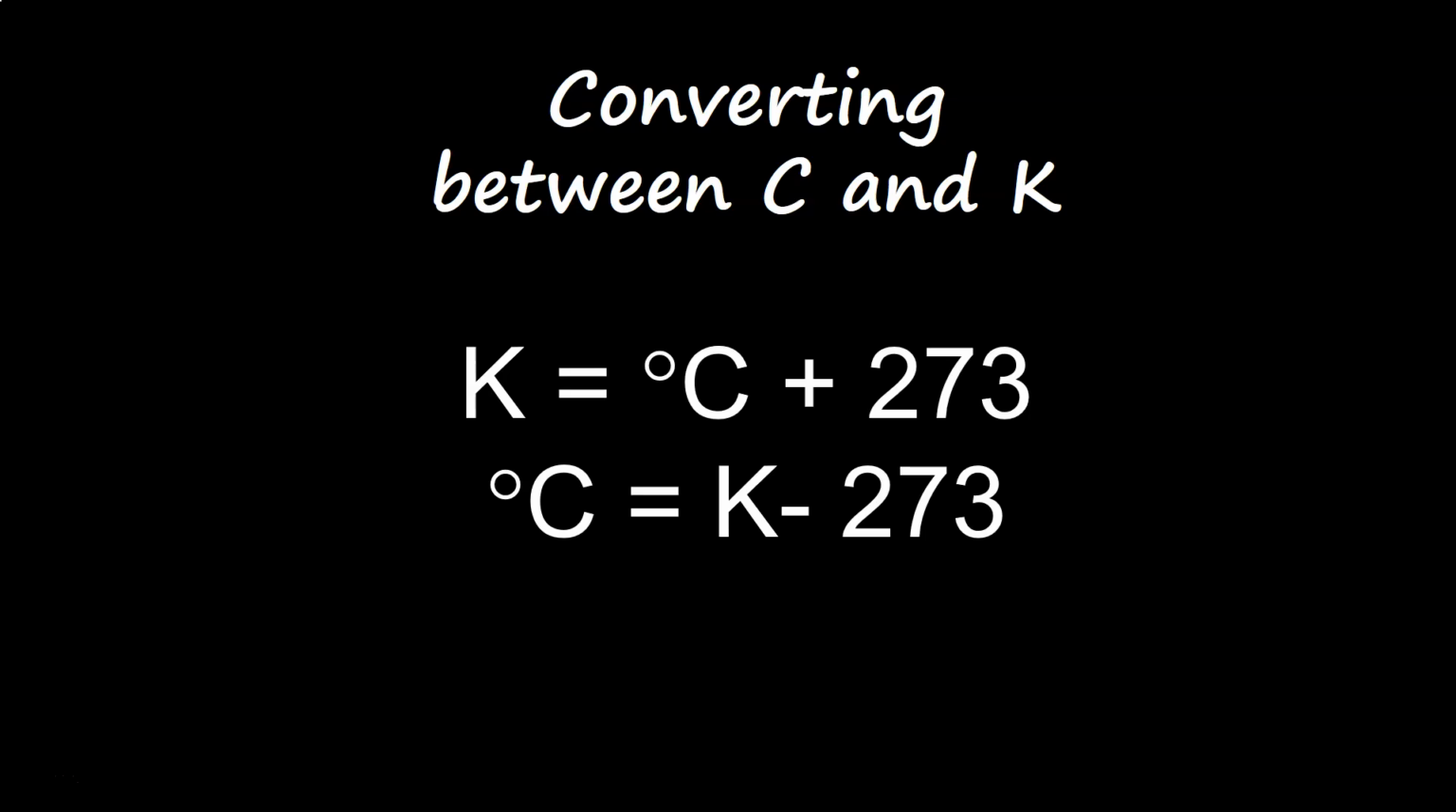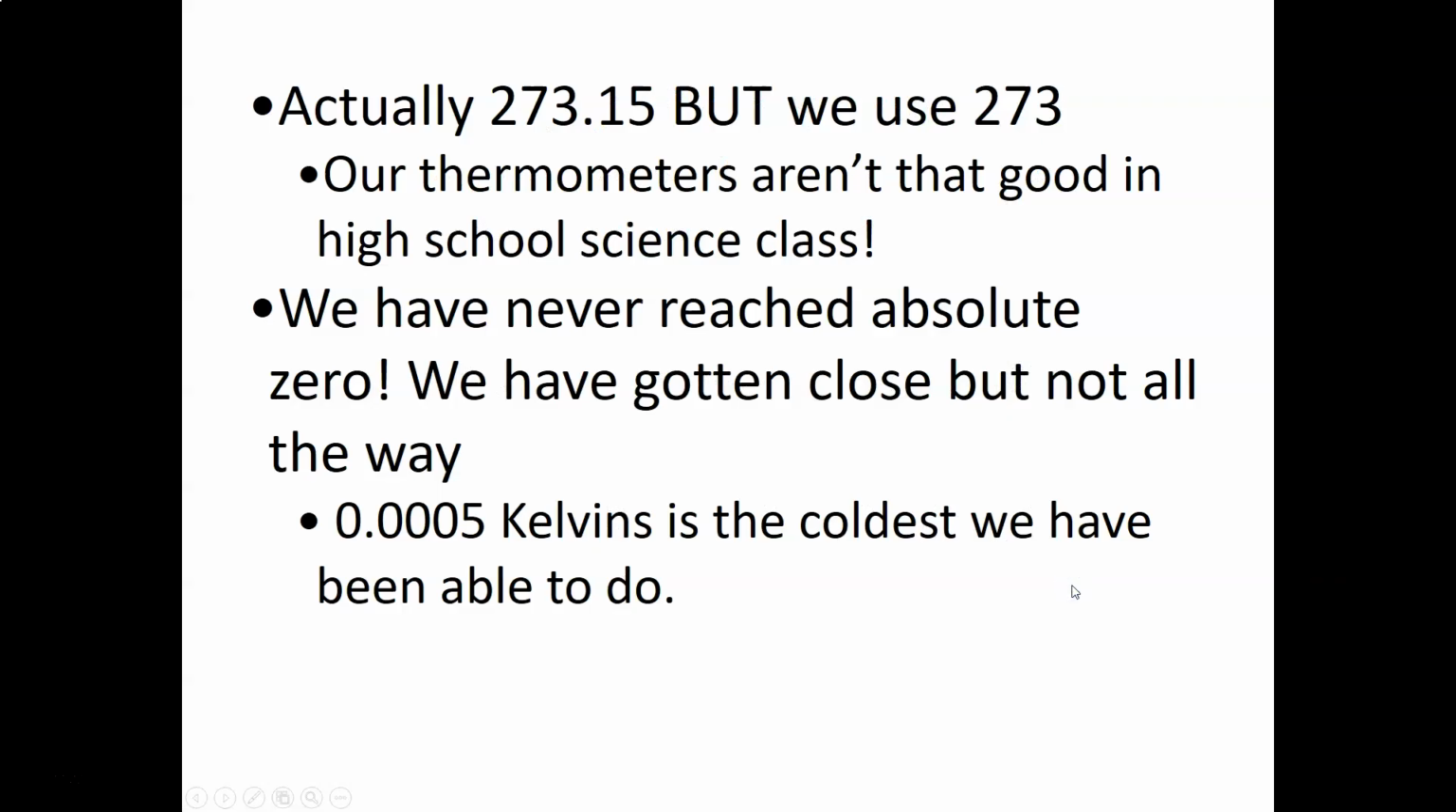To convert back and forth between Celsius and Kelvin, you add 273, or if you're going the other way, you subtract 273. Yes, there's some decimals there, but we don't really care. It's good enough to just use 273. If it ever mattered, I would tell you what to use, okay? One of the reasons we don't really care that much is because our thermometers are never that good. And so if you say 273, you'll be plenty good enough.